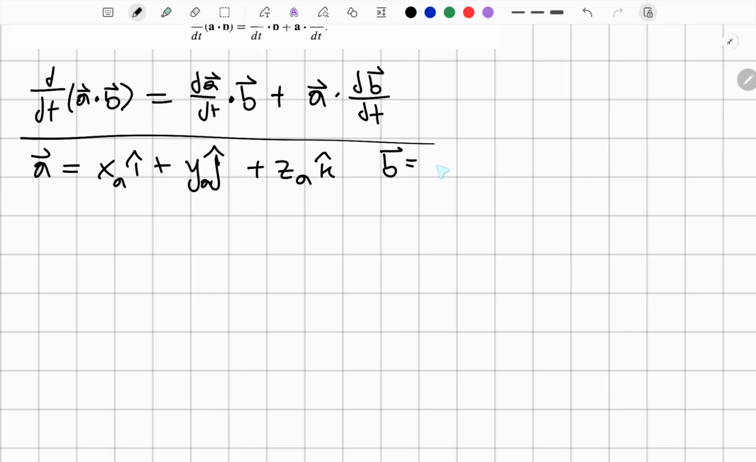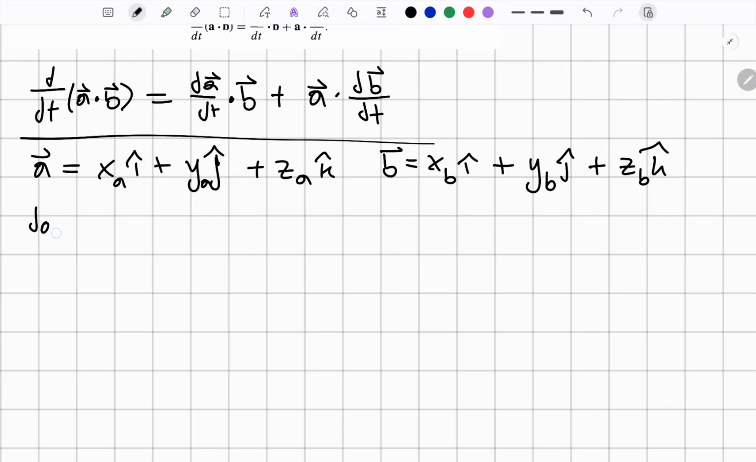And create B the same way. All right, so we'll find each part of this on its own, and that's how we'll end up proving what exactly this works out to be, and show that this is equivalent on both sides of this expression.